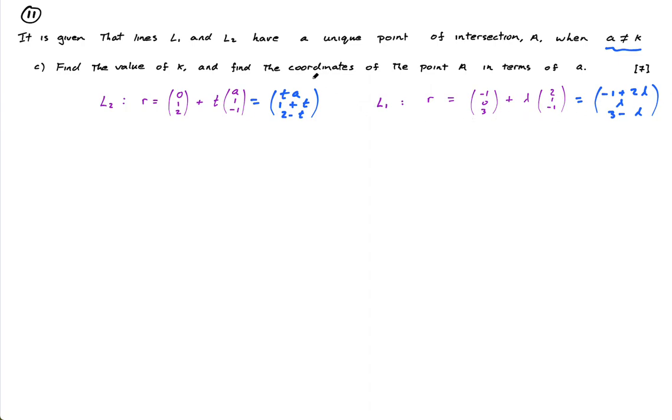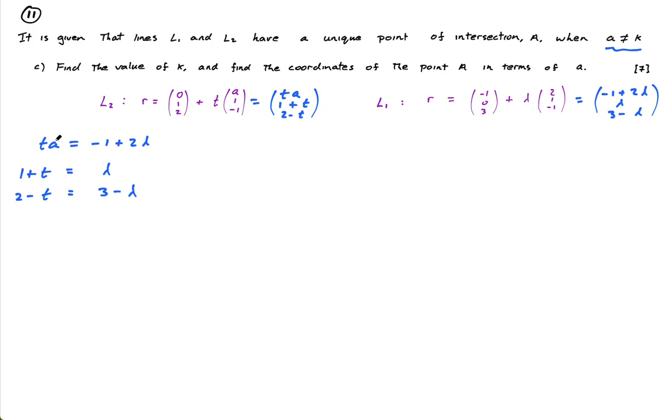So to find the point of intersection, ta must equal minus 1 plus 2 lambda, because that's the x coordinate. So I'll write that down first. ta equals minus 1 plus 2 lambda. Then 1 plus t must equal lambda. The y coordinate must equal the y coordinate. 2 minus t must equal 3 minus lambda.